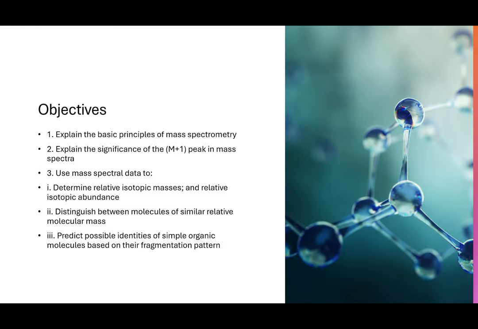Okay, so some of our objectives for this afternoon, right? We must be able to explain the basic principles of mass spectrometry, and this is rooted in electromagnetism. This is basic physics, right? Then explain the significance of the M plus one peak in mass spectra. We must be able to use mass spectral data to determine the relative isotopic masses and relative isotopic abundances of specific isotopes, distinguish between molecules of similar relative molecular masses, and be able to predict possible identities of simple organic molecules based on their fragmentation patterns, right? So this is what we must be able to do.